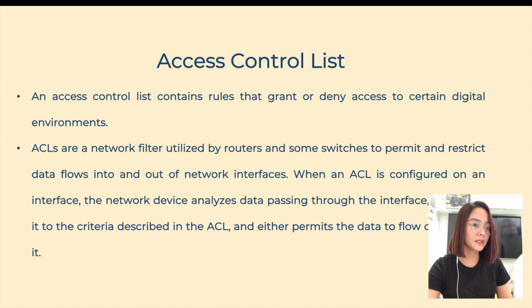An access control list contains rules that grant or deny access to certain digital environments. ACLs are a network filter utilized by routers and some switches to permit and restrict data flows into and out of network interfaces. When an ACL is configured on an interface, the network device analyzes data passing through the interface, compares it to the criteria described in the ACL, and either permits the data flow or prohibits it.